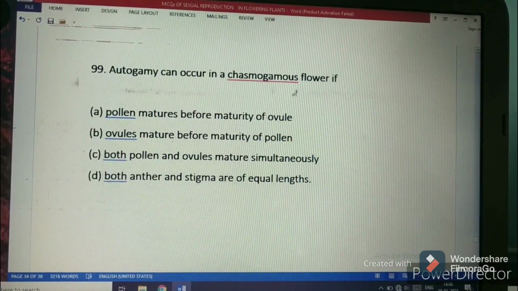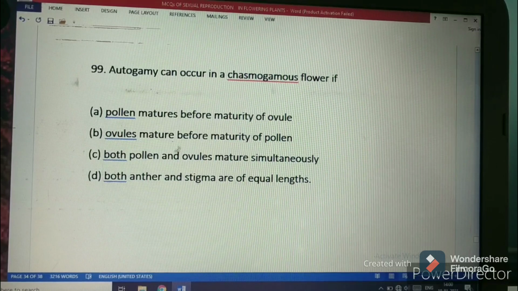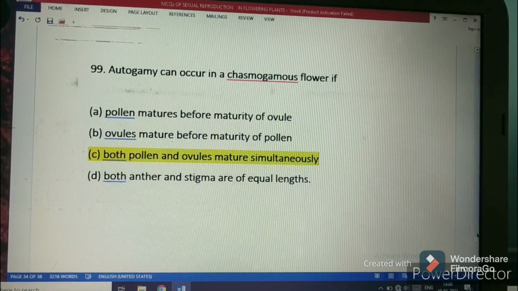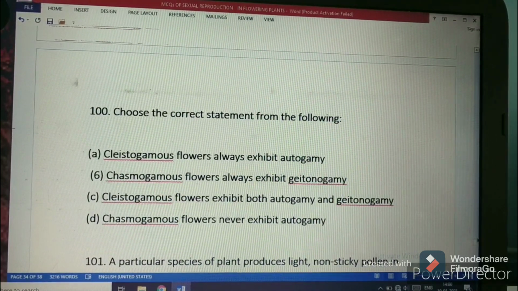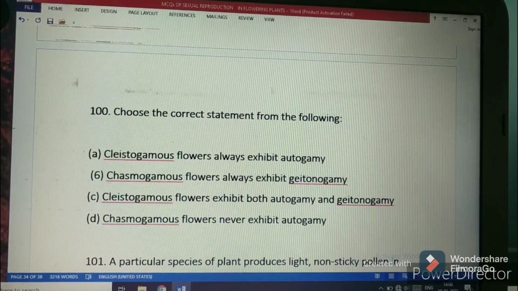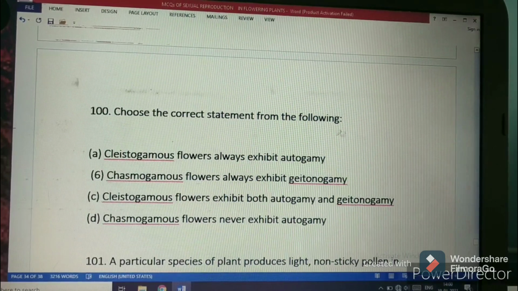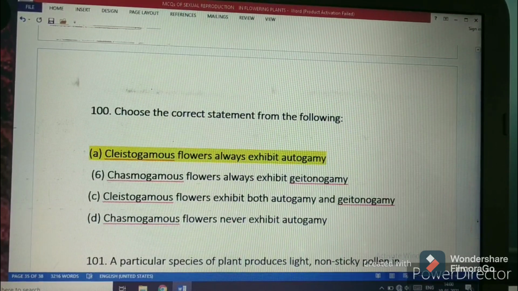Autogamy can occur in a chasmogamous flower if both pollen and ovules mature simultaneously. Choose the correct statement from the following. Cleistogamous flower always exhibits autogamy. This is A, the correct answer.